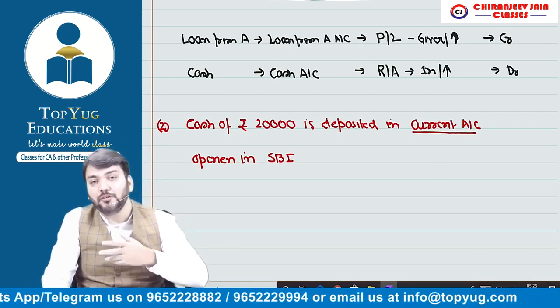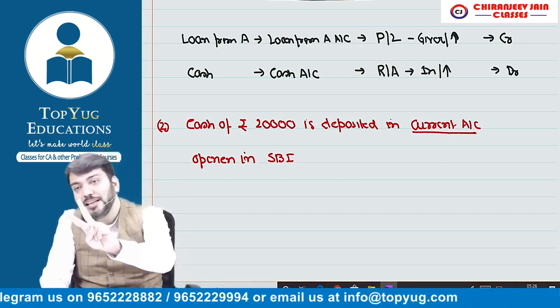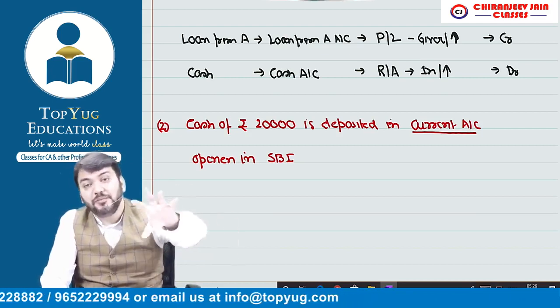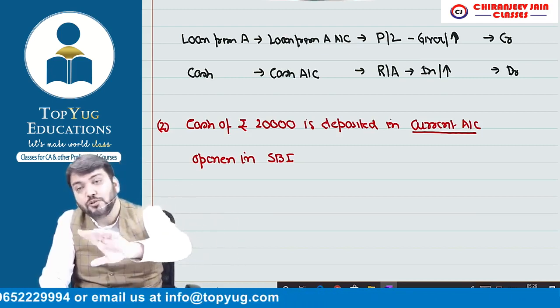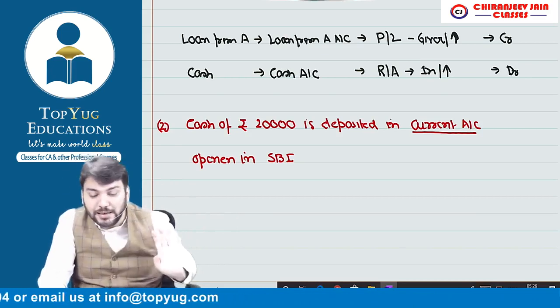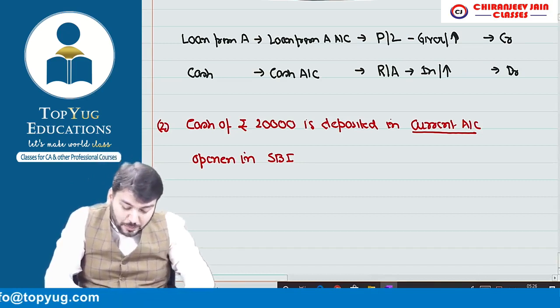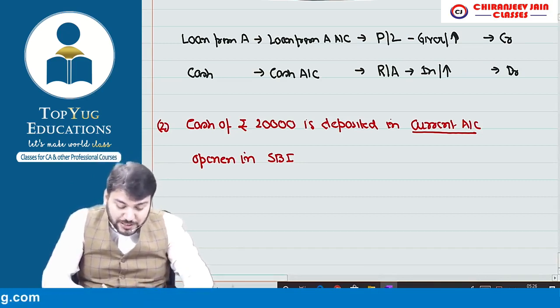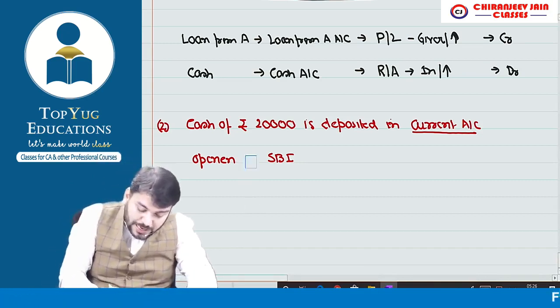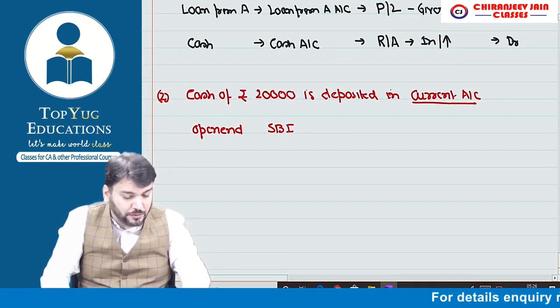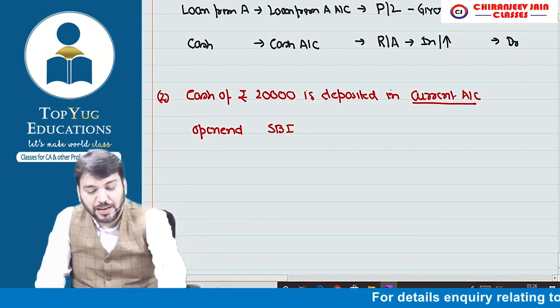Means I have two accounts. One is a saving account and one is a current account. Saving account is for my personal purpose and for whatever business I have, I use the current account. Understood this point? So cash of 20,000 deposited in current account opened in SBI. Correct? You will do it. Do it on your own.